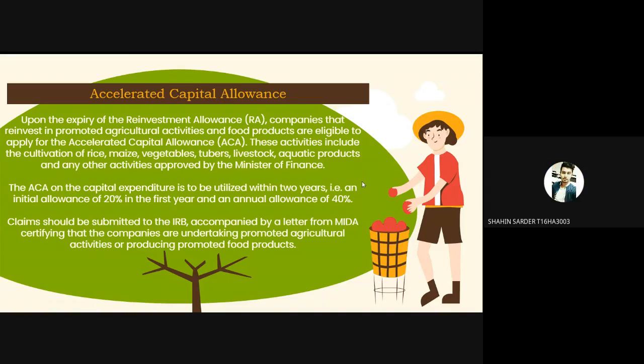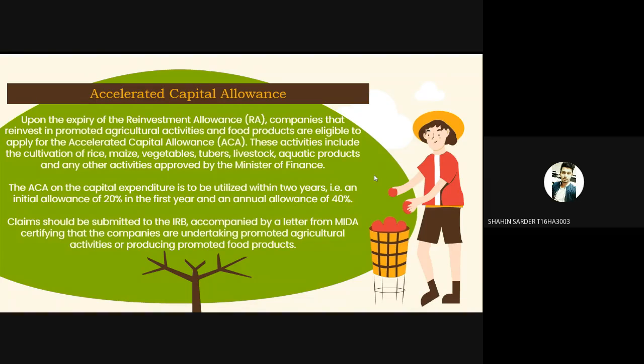Okay, Shaheen. The next one is accelerated capital allowance. Upon the expiry of reinvestment allowance, companies that reinvest in promoted agricultural activities and food products are eligible to apply for the accelerated capital allowance (ACA). These activities include the cultivation of rice, maize, which is corn, vegetables, tubers, livestock, aquatic products, and any other activities approved by the Minister of Finance.